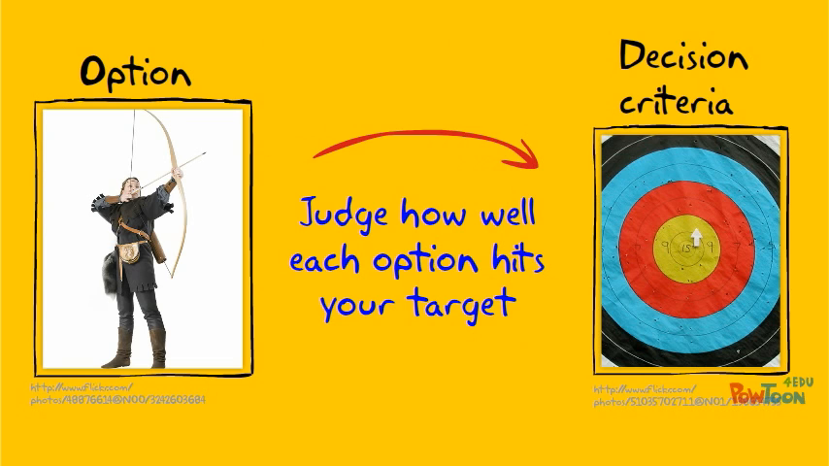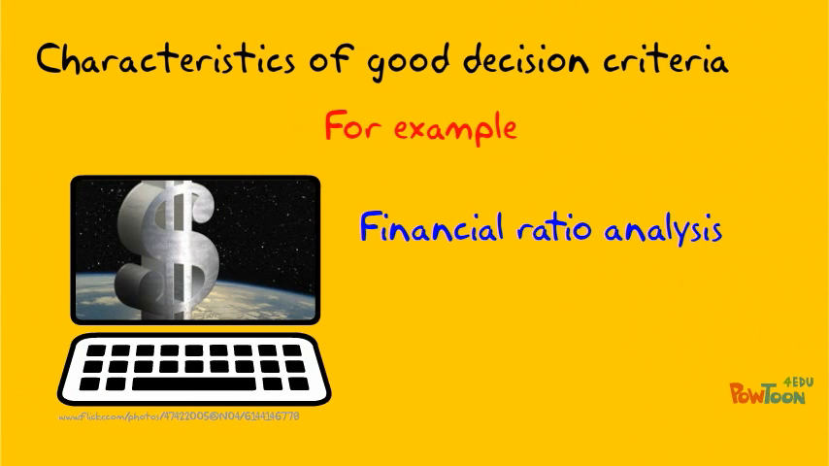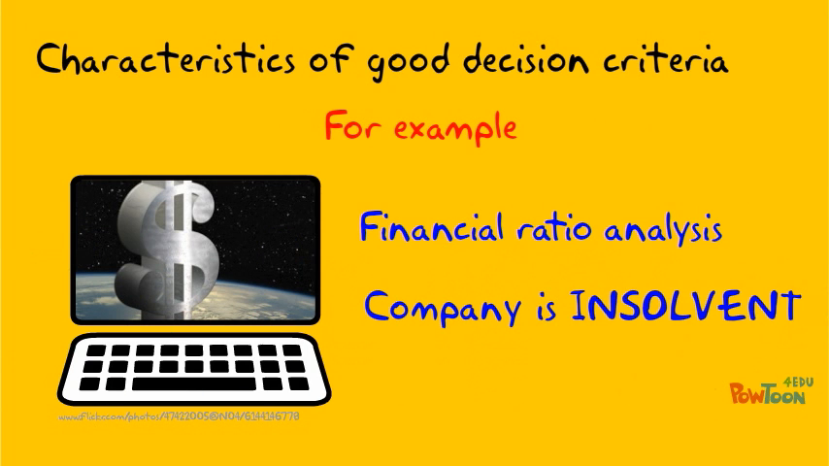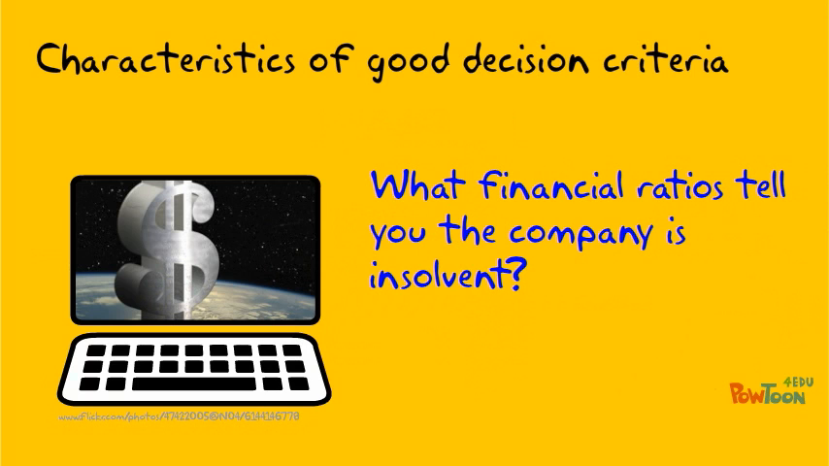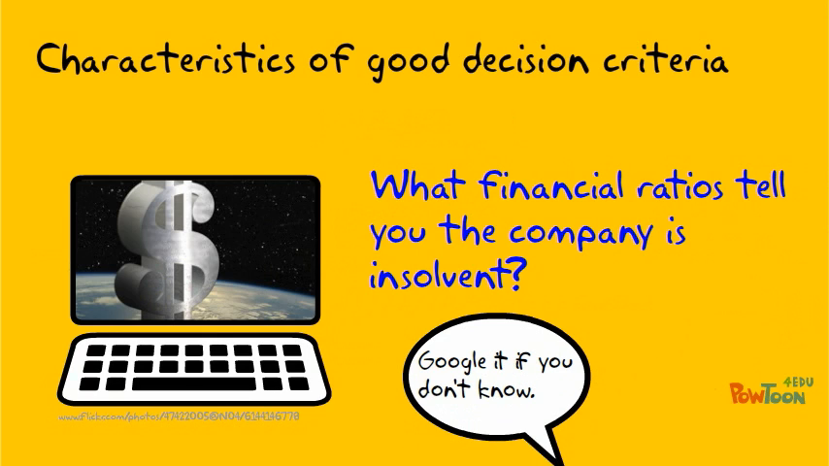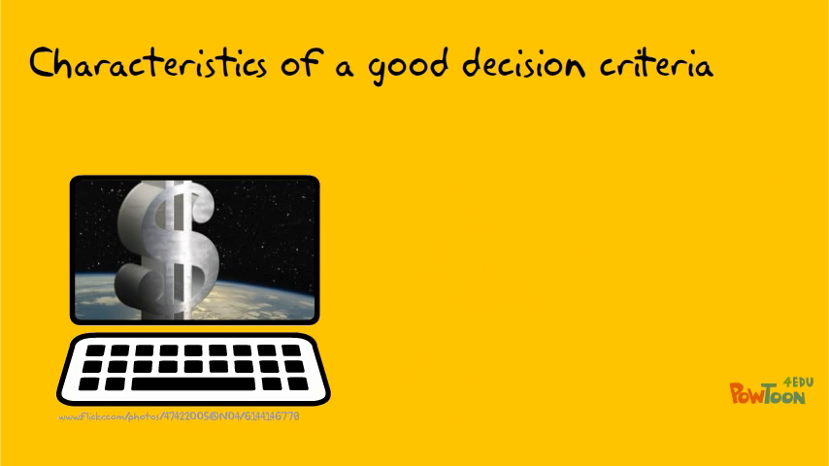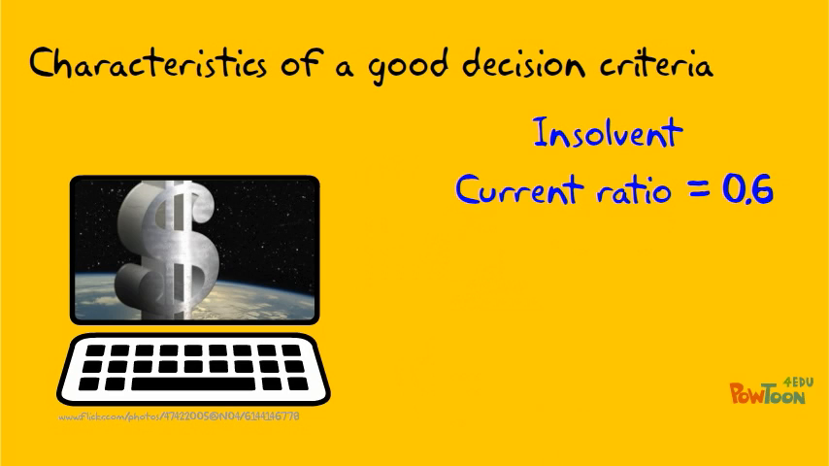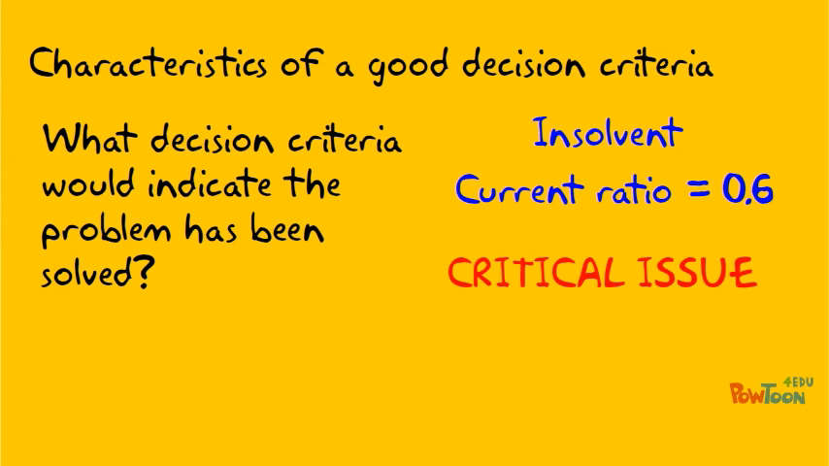For example, let's say you've done a financial ratio analysis of a company and determined the company is insolvent. Okay, stop for a second. Do you know what financial ratios you'd look at to determine if a company is insolvent? If not, pause this video, Google it. Okay, so let's say you know the company is insolvent because the current ratio is 0.6. Now, you need to figure out a decision criteria that would indicate this problem has been solved. So what would that be?